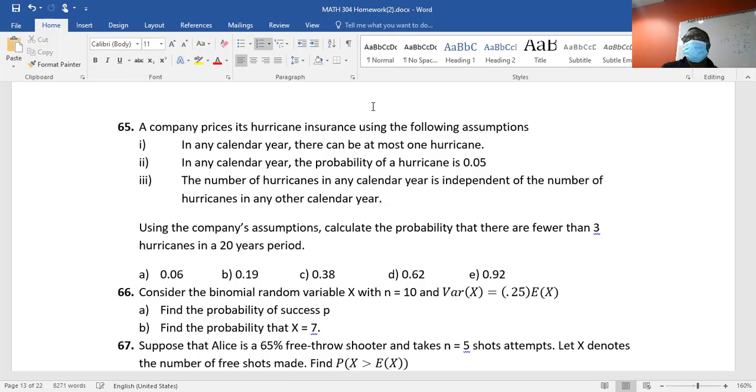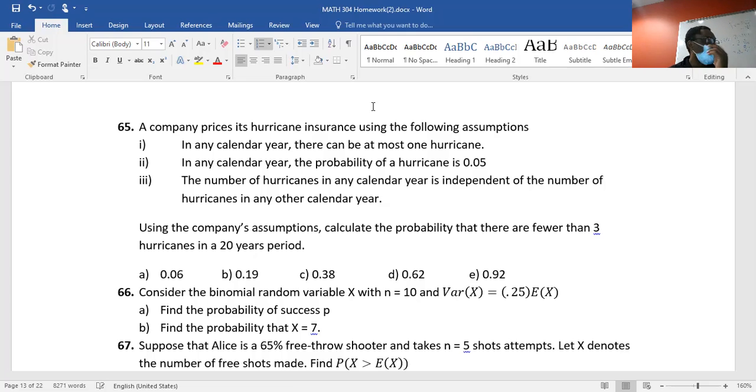Here, do we have a fixed number of trials? What is that number of trials? What is a trial here? We want to identify, is this something that may occur or not? The trial has two outcomes. What trial here do you think has two outcomes? Whether there is a hurricane or not, because there is at most one. Is there a hurricane or is there not a hurricane?